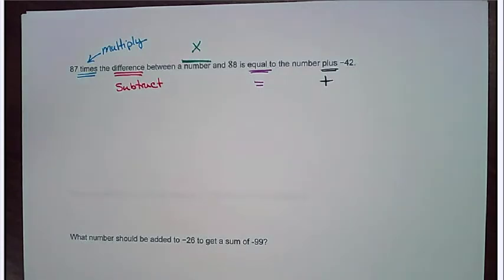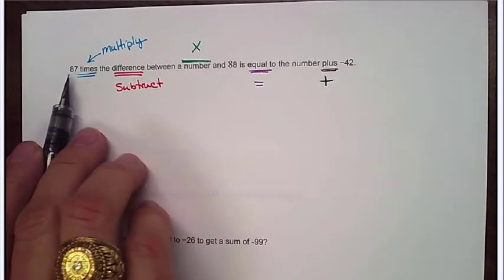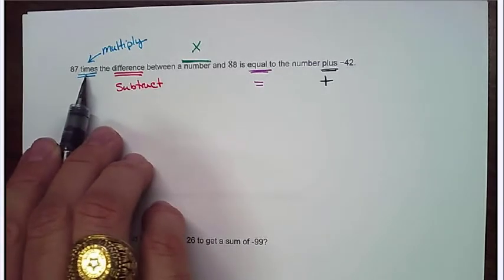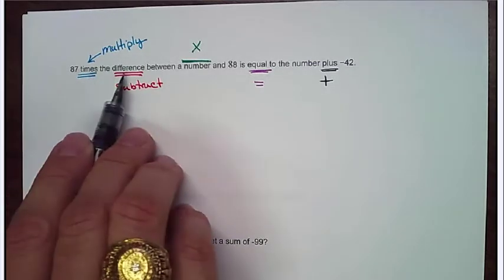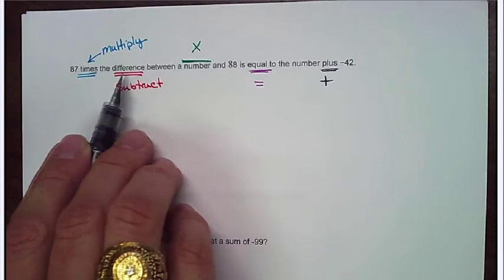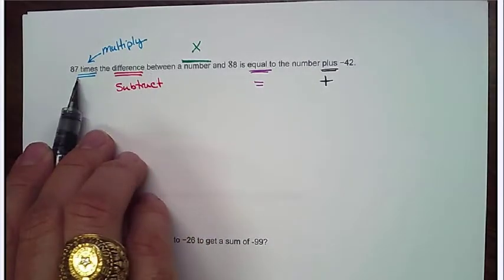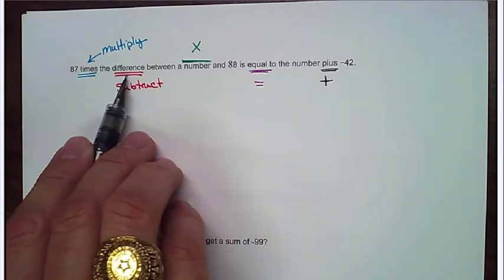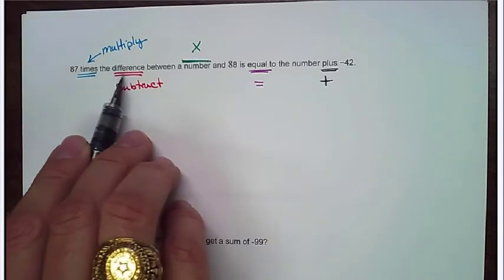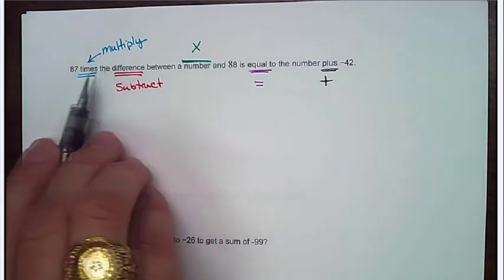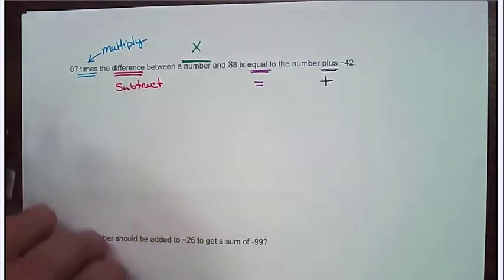Well, now we can actually do our translation. But there's something I want to bring up. Look, this says I'm multiplying 87 times. I'm not multiplying times a number. I'm multiplying 87 times the difference. So I'm multiplying times the actual solution to a subtraction problem. Well, that means I have to have the solution before I do the multiplication. But between multiplication and subtraction, multiplication has to come first. That's our order of operations. So I have to make this subtraction go first, and I have to do that with a parentheses. Anytime I'm multiplying times an operation, you have to use parentheses.